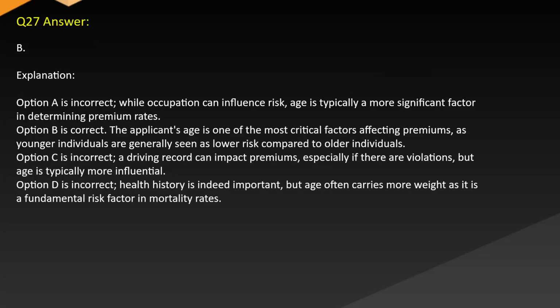Answer B. Explanation. Option A is incorrect. While occupation can influence risk, age is typically a more significant factor in determining premium rates. Option B is correct. The applicant's age is one of the most critical factors affecting premiums, as younger individuals are generally seen as low risk compared to older individuals. Option C is incorrect. A driving record can impact premiums, especially if there are violations, but age is typically more influential. Option D is incorrect. Health history is indeed important, but age often carries more weight as it is a fundamental risk factor in mortality rates.